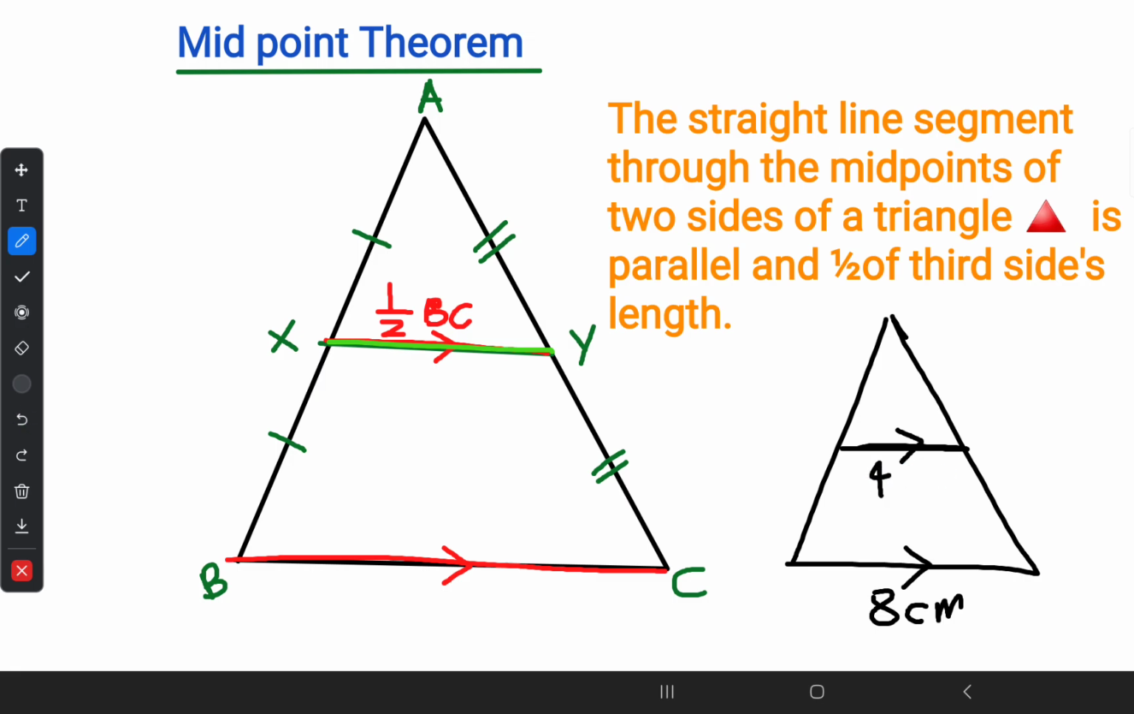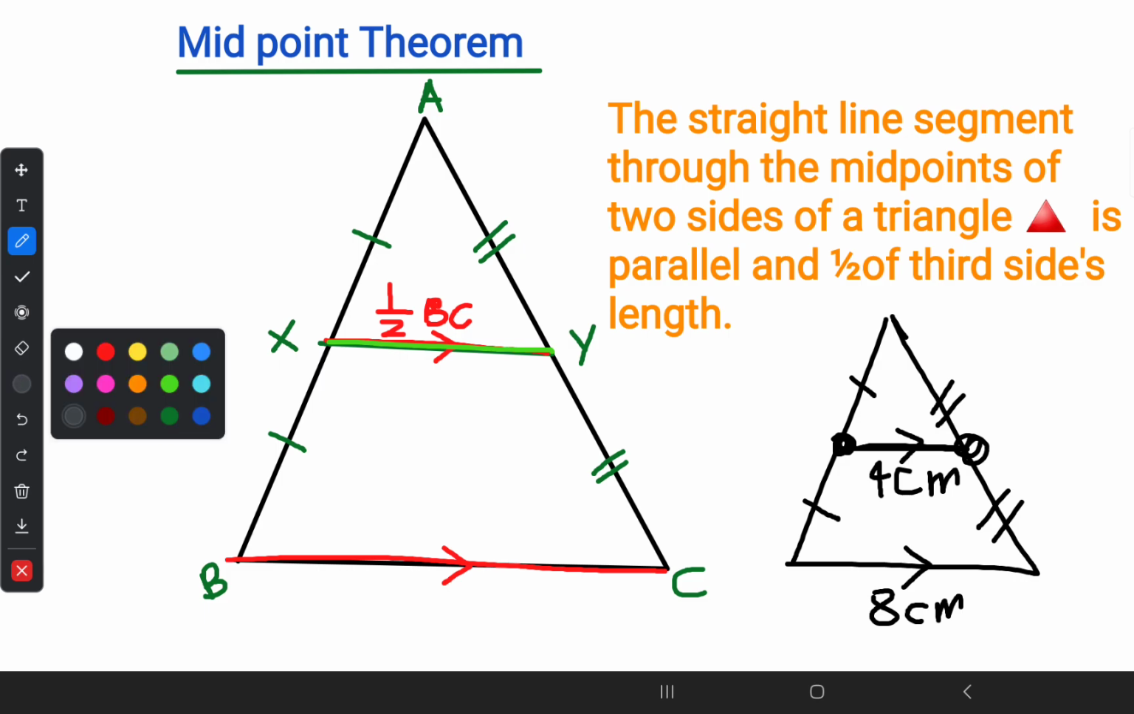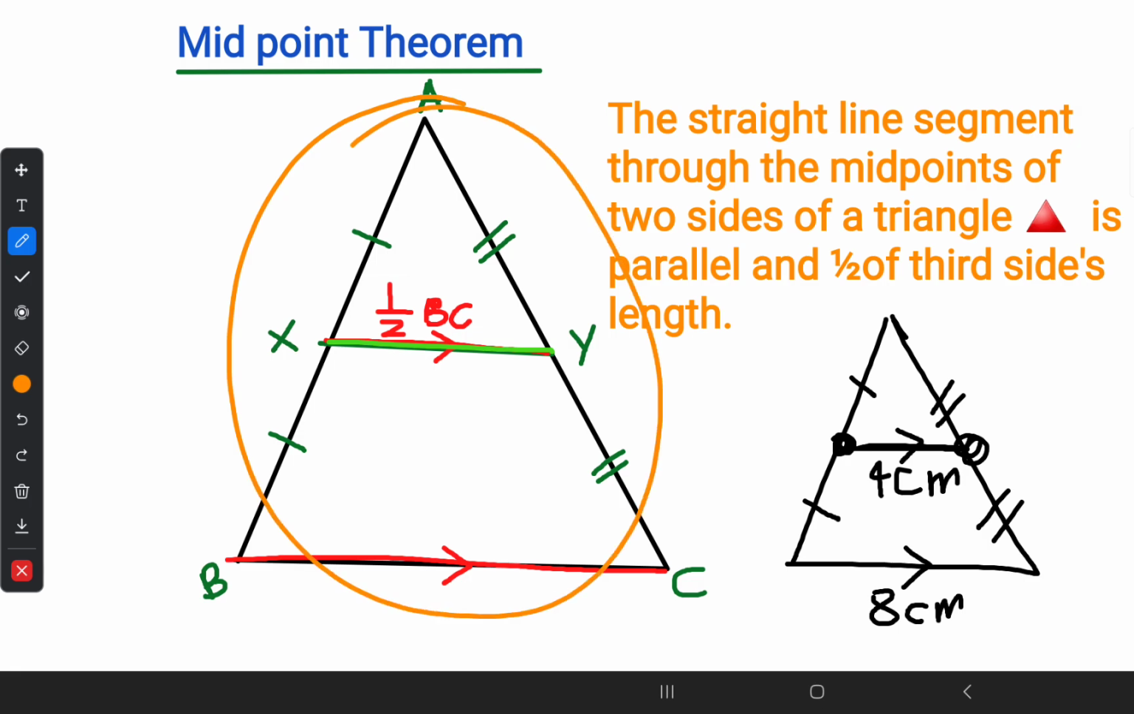In those cases, look at this. If the midpoints are connected through a straight line segment, that is parallel and half the length of the third side. Now look at this. The length is half and these are parallel, so that's why we can determine these sides are already bisected. So these two points are the respective midpoints of those two sides. I'll repeat again as well. We know the actual midpoint theorem is this one.